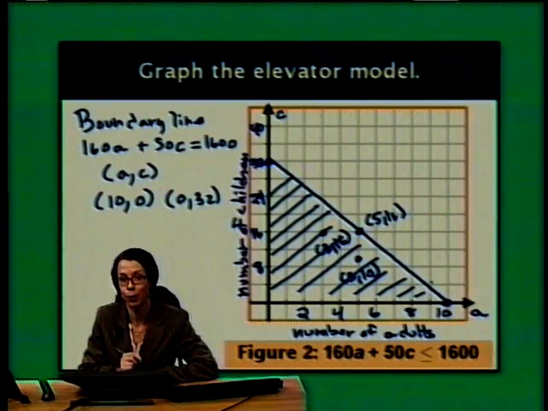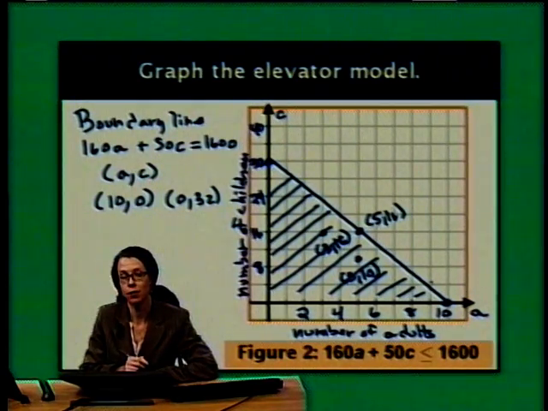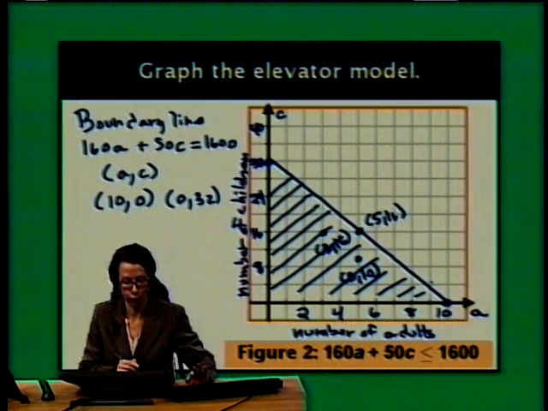But in this situation, it's a little bit different than the ferret run problem. Here, the only points that make sense in the context of the problem are points where both coordinates are integers, because we have to have an integer number of adults and an integer number of children in the elevator. So we've discussed a few solutions. Let's state a conclusion.